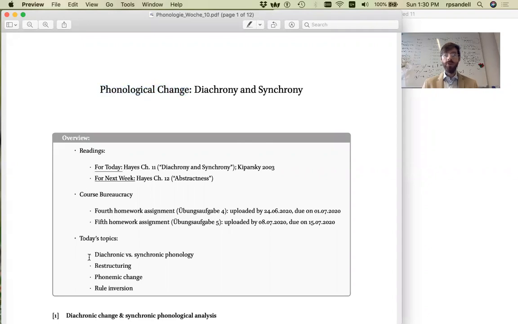We're first today going to introduce the distinction between the practice of diachronic phonology and synchronic phonology. That is, what differences there are between conducting a synchronic analysis of a phonological system versus describing diachronic changes in that system. And then we'll look at three ways in which phonological systems can be affected diachronically, namely through restructuring of the underlying representations, through changes in the phoneme inventory, or through changes in the rule systems. And we're going to look in particular at an interesting type, which is referred to as rule inversion.